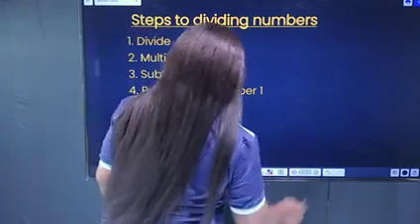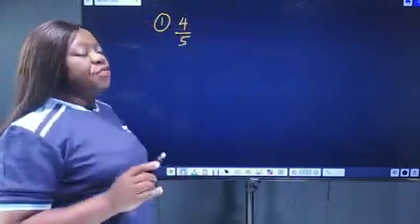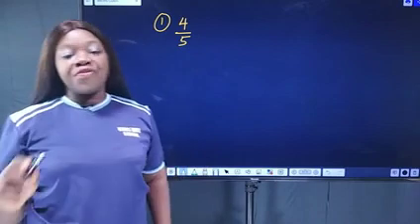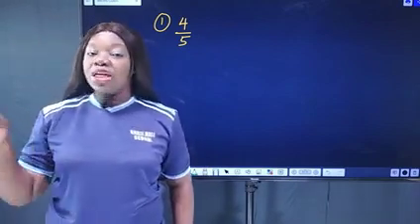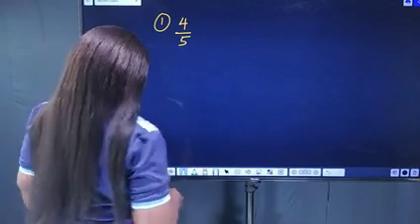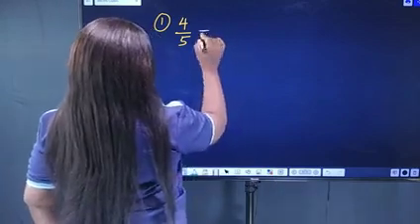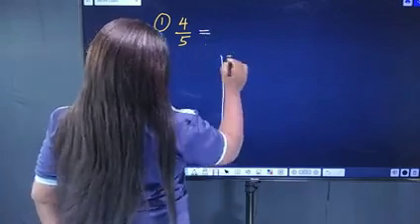Let's see the first example. 4 over 5. Change 4 over 5 to a decimal. We will be using our long division. So the first thing you need to do is to draw out your long division sign.